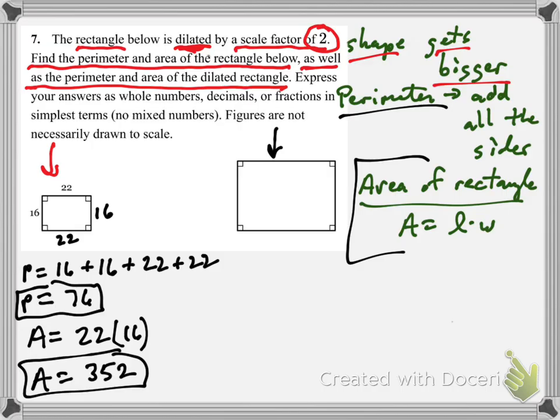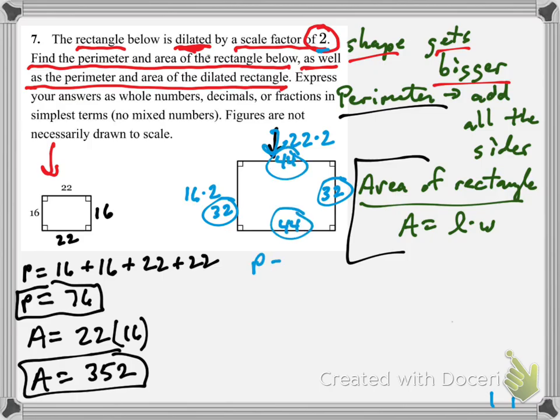Okay, so that's the original. Now, the new shape. Okay, now this rectangle here is dilated by a scale factor of 2. So here's what that means. That means that this vertical side is 16 times 2. And this horizontal side is 22 times 2. So I'm just taking the original sides, and multiplying by the scale factor. So this side is 32, which means this side is 32. 22 times 2 is 44. Which means this side is 44.